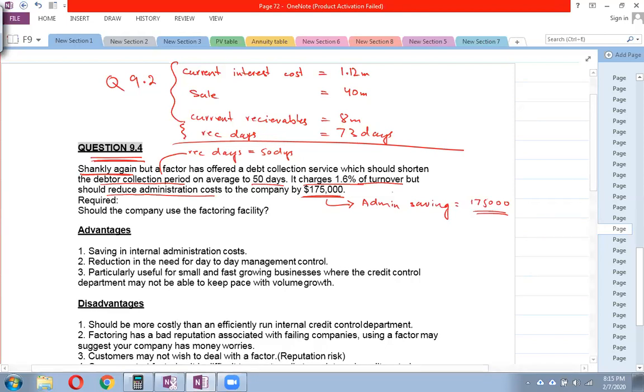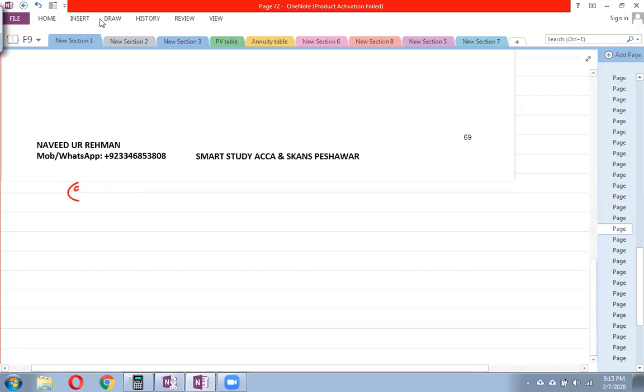Did you notice one thing? Guys, the factor is not giving you the financing facility in this question. Can you see that? There is no interest charge to the customer. So no, there is no interest charge for financing. The factor is just giving you the debt collection service. So in this particular question, there is no interest charge to the factor, right? If we will have it, we will consider that. But in this question, we don't have it.